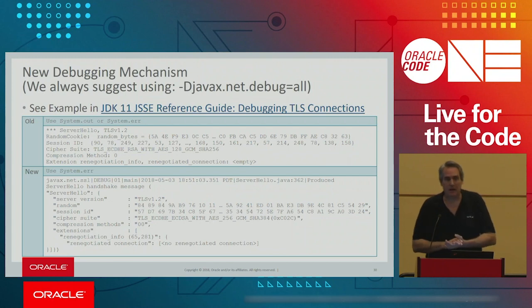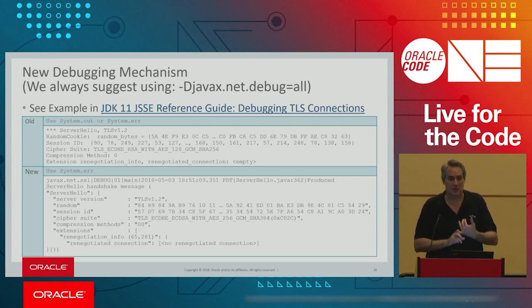So for debugging, debugging has completely changed. So if you've written some code that depends on the format of the debugger, you've got a little bit of work to do. We're also outputting things in System.err rather than System.out. As you can see, the format looks very different. I think it's a little bit easier to parse and read. I guess that will be seen.